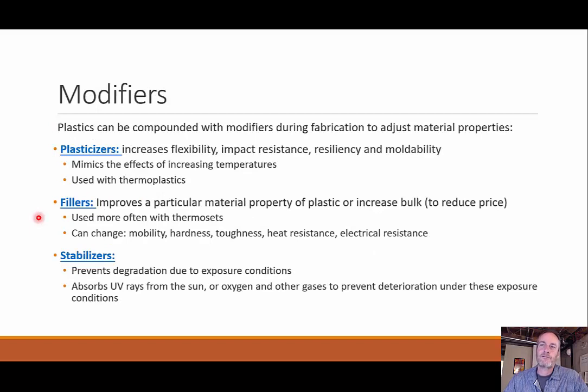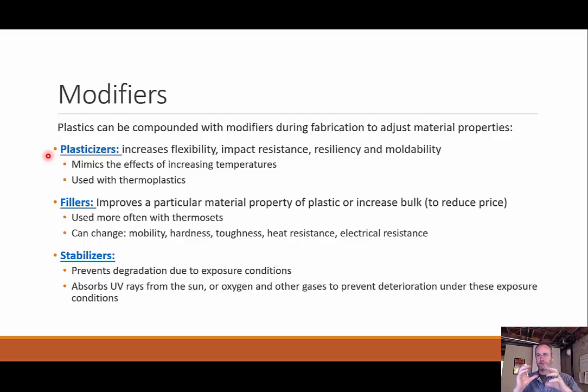So we can also modify our plastics by adding some ingredients during their fabrication process. We can add plasticizers. And we use that same word when you're talking about concrete with a superplasticizer, which basically makes it more fluid, right? Well, same idea with plastics.